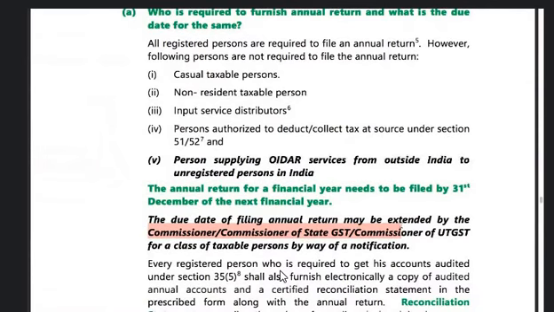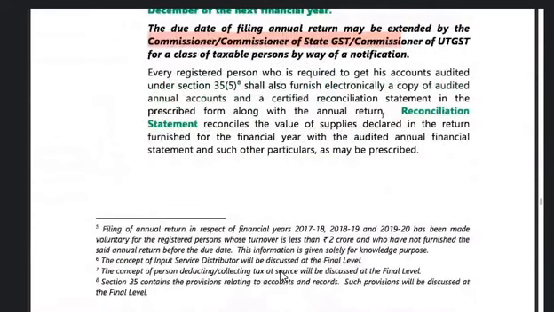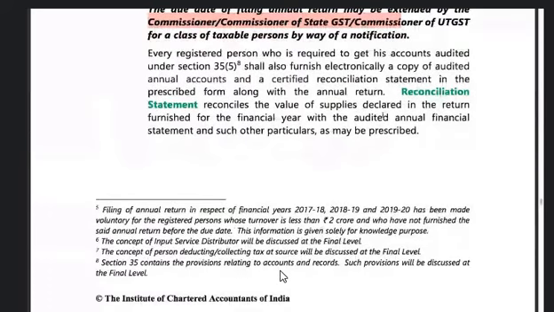And then along with the annual return, a reconciliation report has to be filed. Earlier it was certified by a chartered accountant, but now it is not certified. That is GSTR 9C.